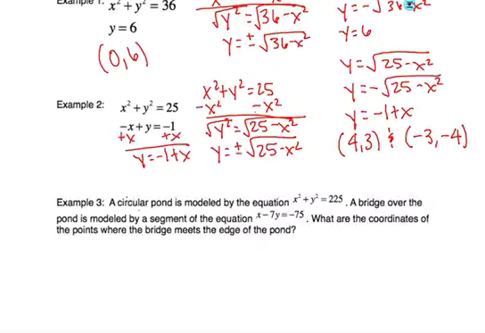For your last example, this one I know was on one of the released versions of the test. It says a circular pond is modeled by the equation x squared plus y squared equals 225. A bridge over the pond is modeled by a segment of the equation x minus 7y equals negative 75. What are the coordinates of the points where the bridge meets the edge of the pond? So if you were thinking about this, it tells you that you have a circular pond.